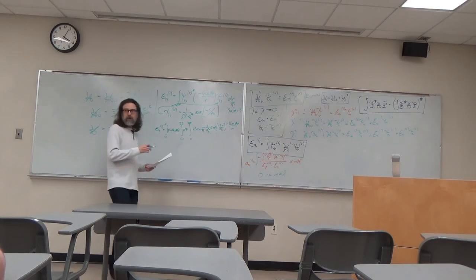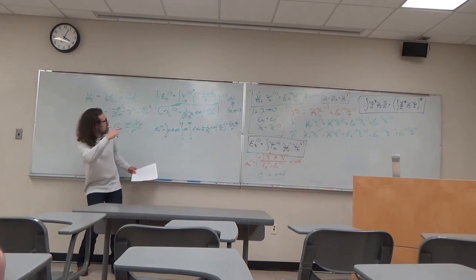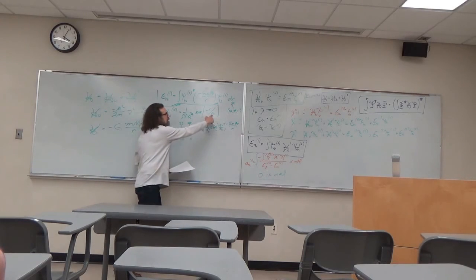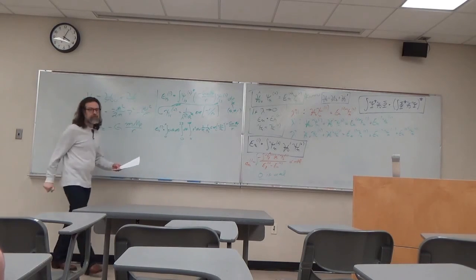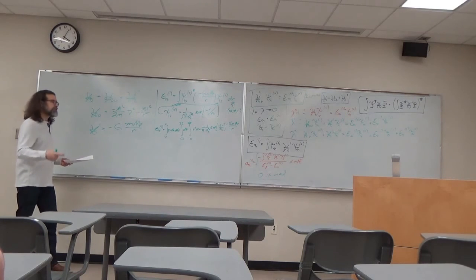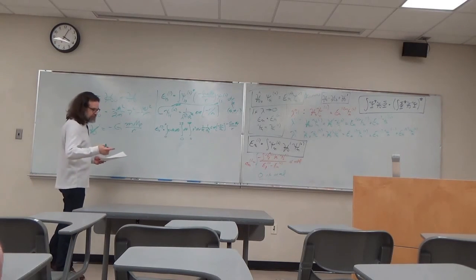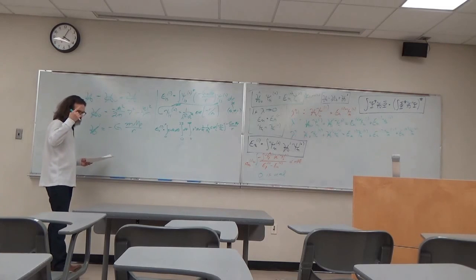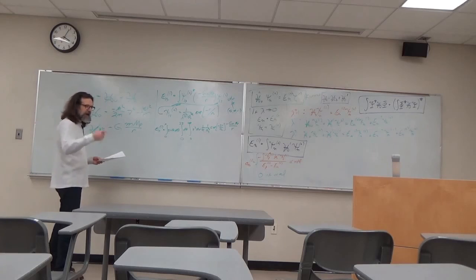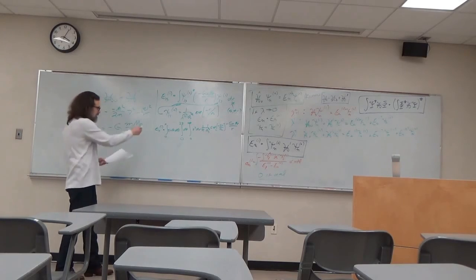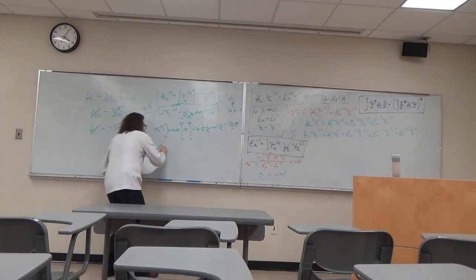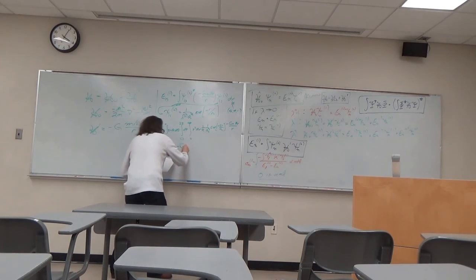And the psi 1s at the very end, is that over a naught? Yeah, over a naught, that's the Bohr radius. Because this is being solved for a stationary atom. And when you integrate this, you get E1S1 is equal to minus G, mass of the electron, mass of the proton, over a naught.